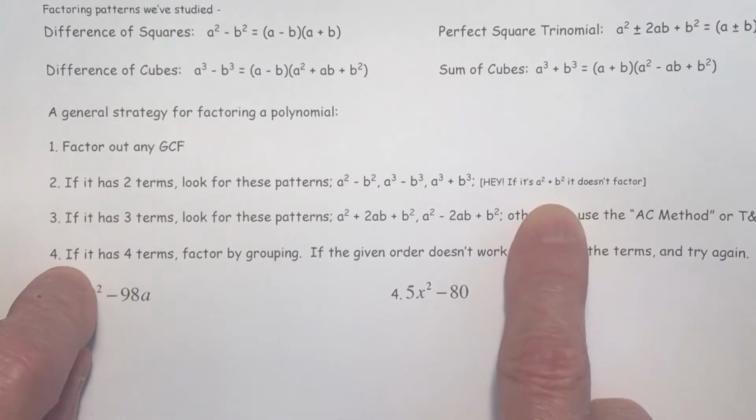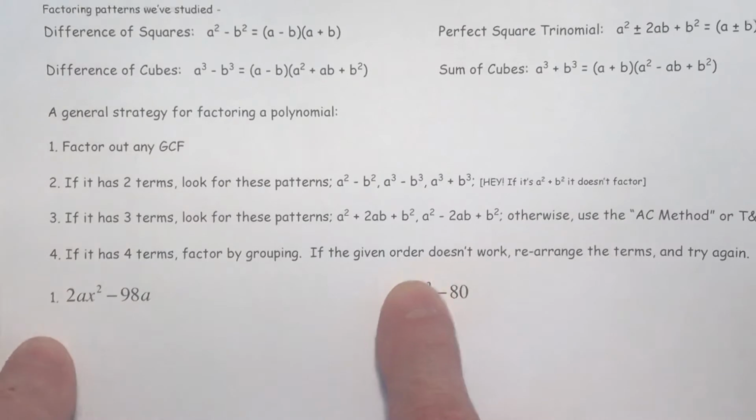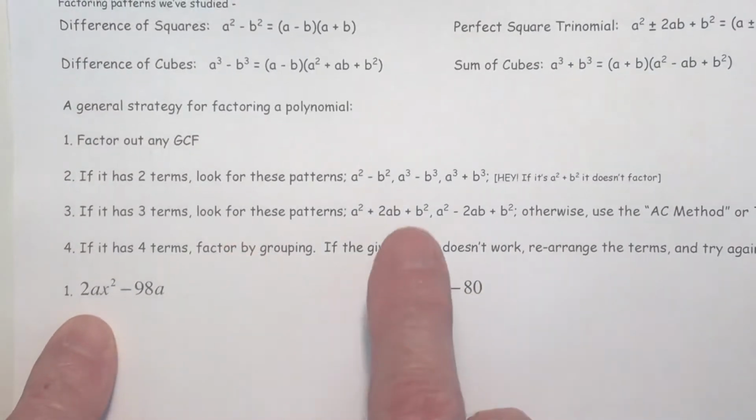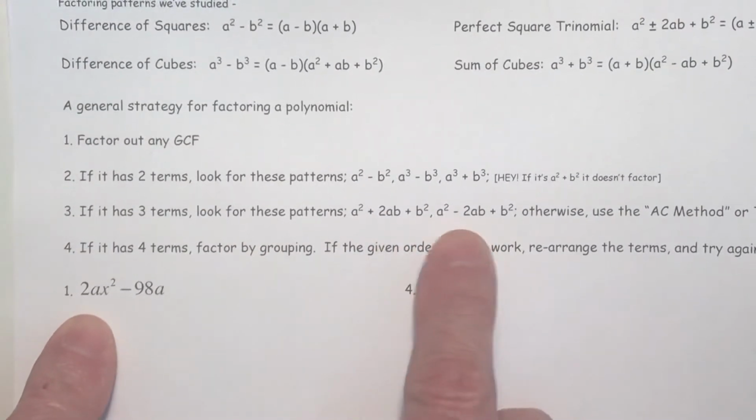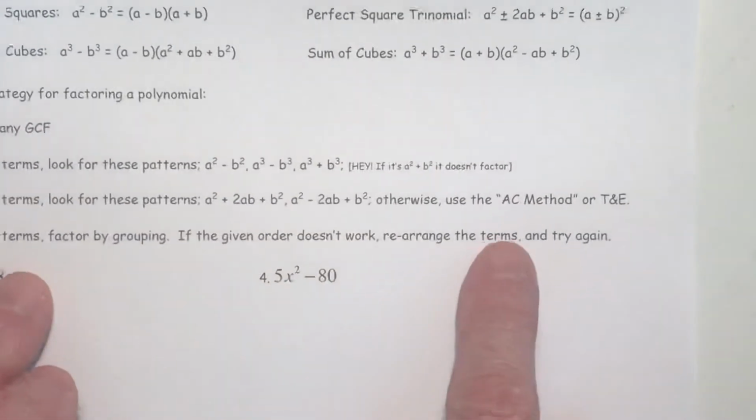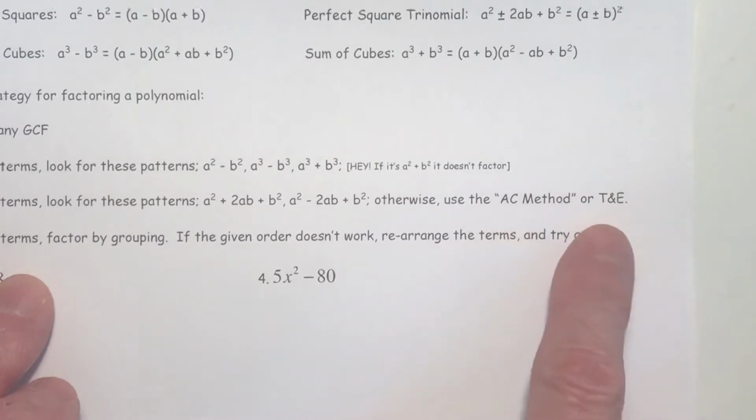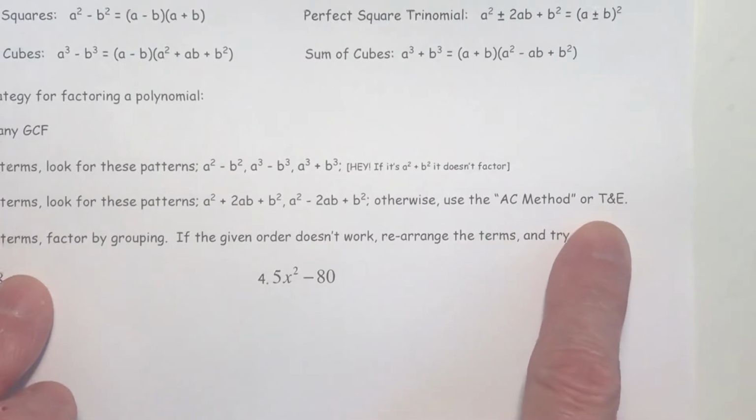explored every other possibility. Now, if there are 3 terms, you might spot it as being a perfect square trinomial. You don't have to, but it will speed things up. If it is a perfect square trinomial, you'll get it factored quicker that way. You can always use the AC method. You can always use trial and error. That's what that stands for.